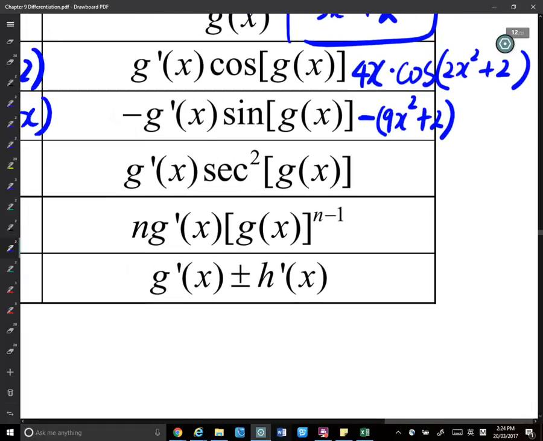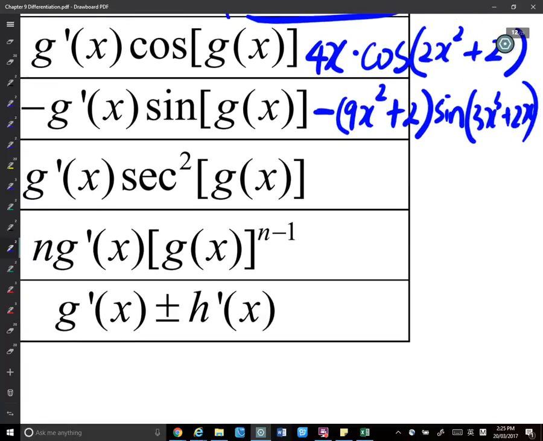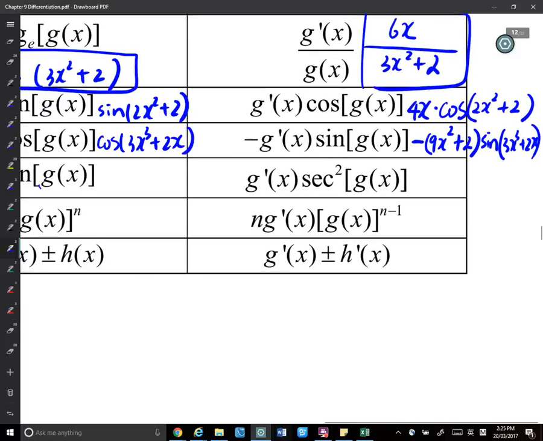And then cosine will become sine of g(x). So g(x) is 3x cubed plus 2x. So that will become negative bracket 9x squared plus 2, times sine of 3x cubed plus 2x. Okay, you can see they're all very similar. You always derive the things in the bracket and then you maintain whatever you have in the bracket. For sine, you change to cos. For cos, you change to negative sine.